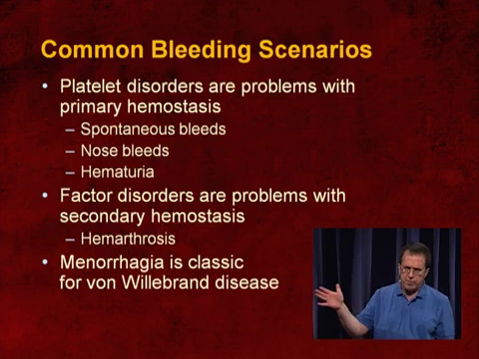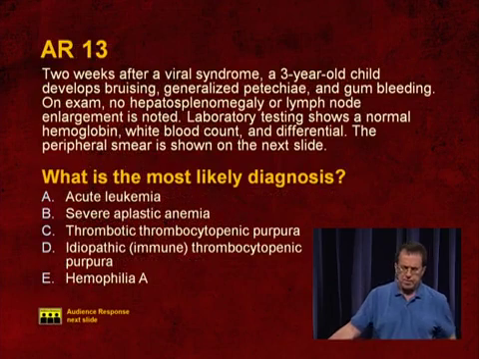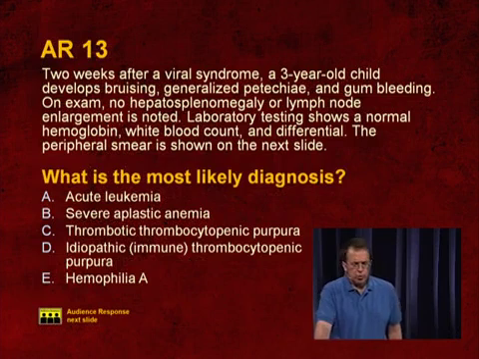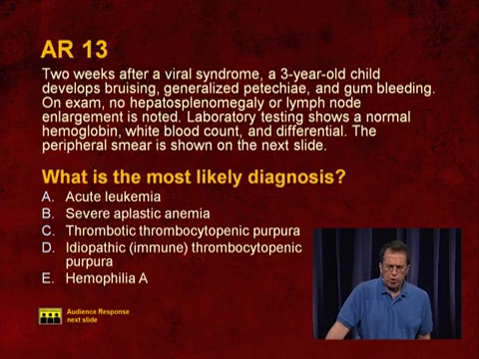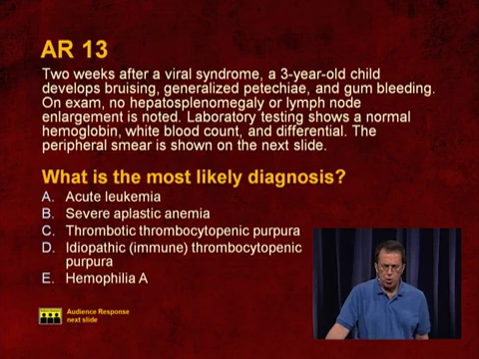Okay, primary hemostasis, got to be platelets. Now I'm thinking, is my problem that the kid has not enough platelets or something wrong with his platelets? Okay. 2 weeks after a viral syndrome, a 3-year-old child develops bruising, generalized petechiae, gum bleeding. On exam, there is no hepatosplenomegaly and you don't note any lymph node enlargement. Laboratory testing shows a normal hemoglobin, white blood count, and differential.